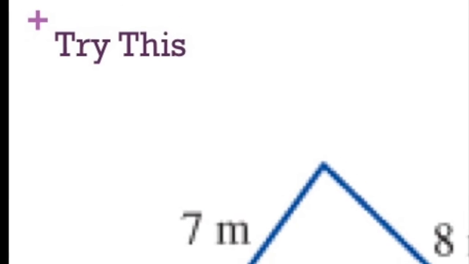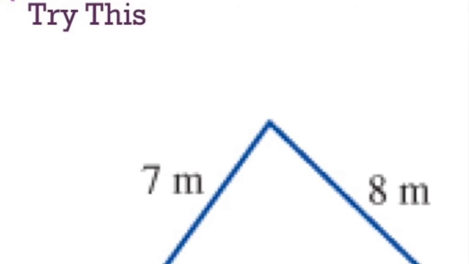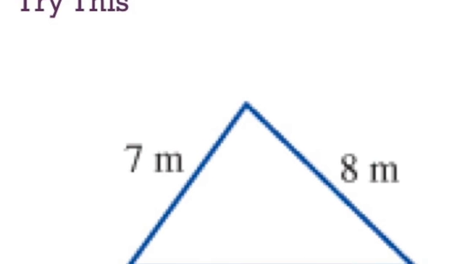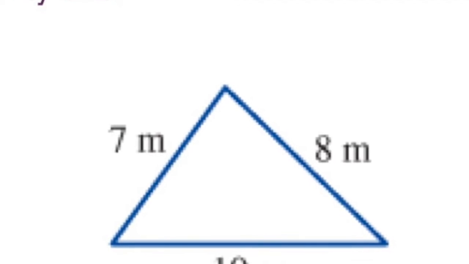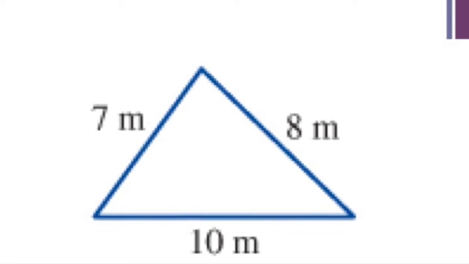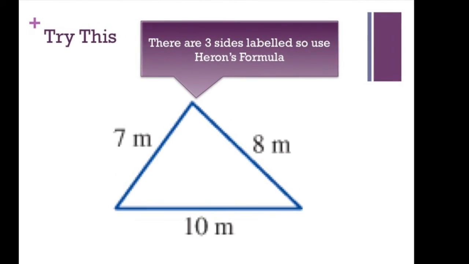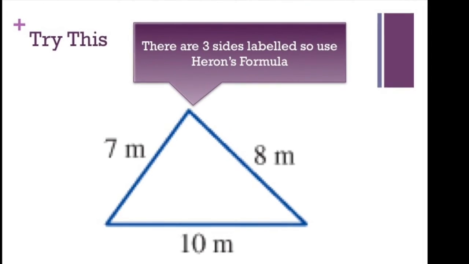You'll notice that this triangle has 3 identified lengths of the sides. Because it's not a right angled triangle, you can't use half times base times height. What you'll need to use with this one is called Heron's formula. Now if you go back in your notes, you'll see that Heron's formula is quite long. Don't be scared by it, it's really easy to use.